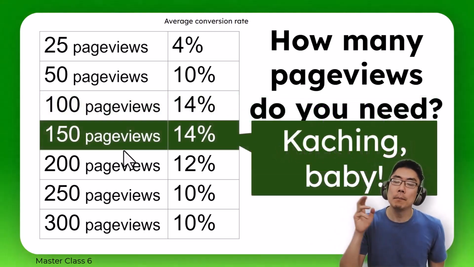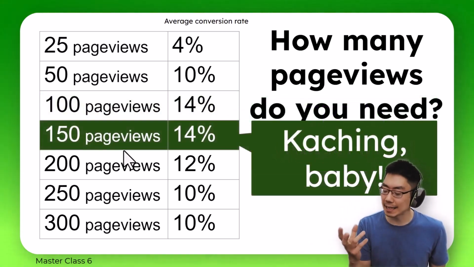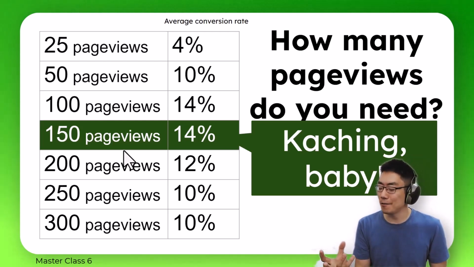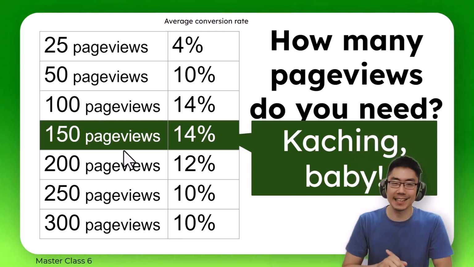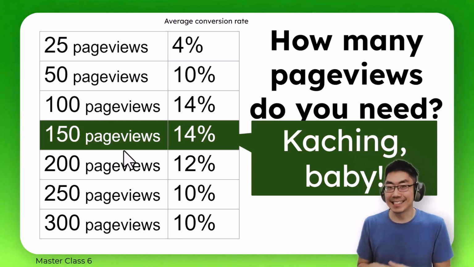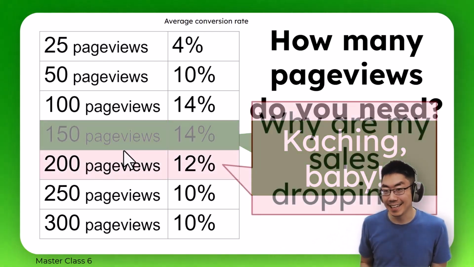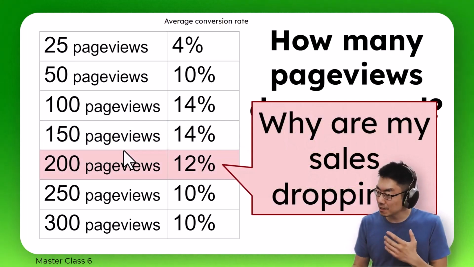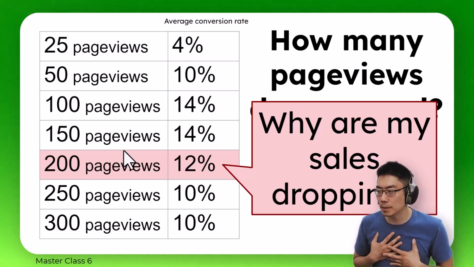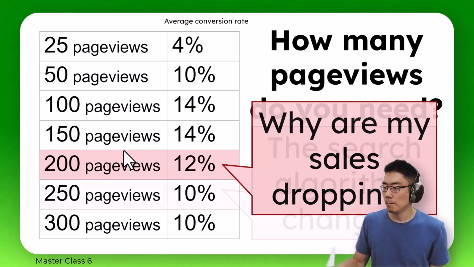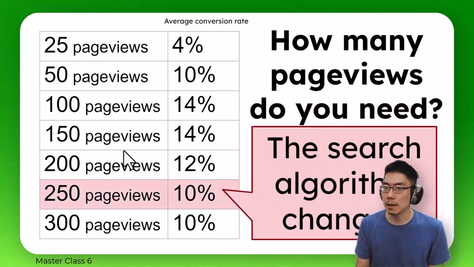Ka-ching, baby. Because every time you get that sales notification, or if you're checking TPT every day, you're just dosing your body with endorphins and, woohoo, it's exciting. You're making money. And then things start to fluctuate and you start to wonder, why are my sales dropping? You're a little bit worried because it's at 12% instead of 14%, but then it drops to 10%.